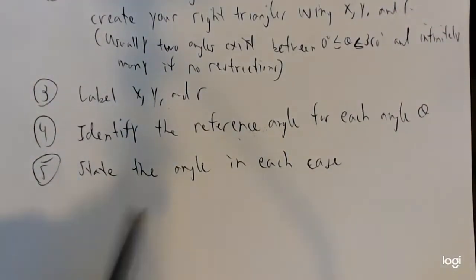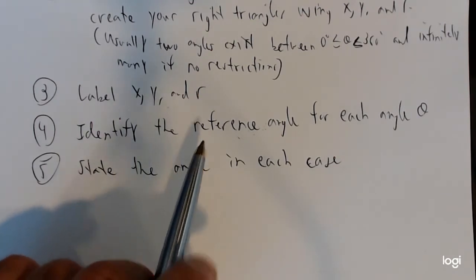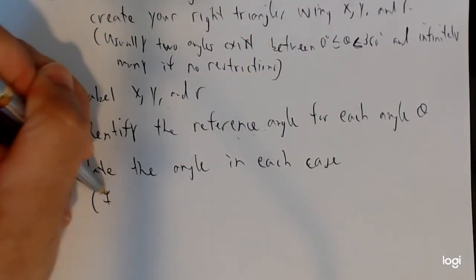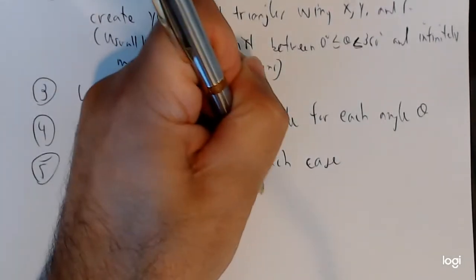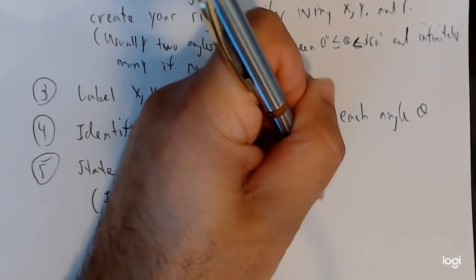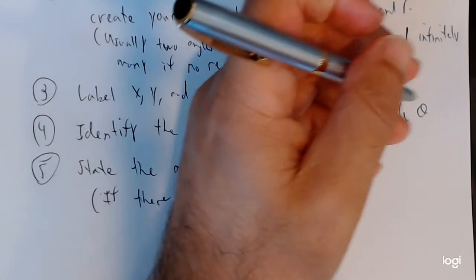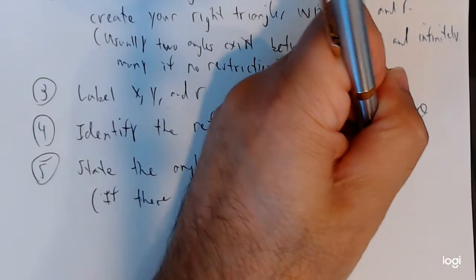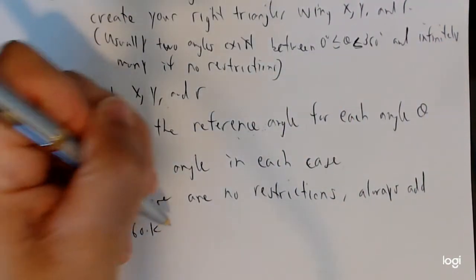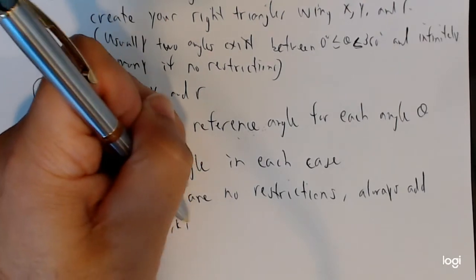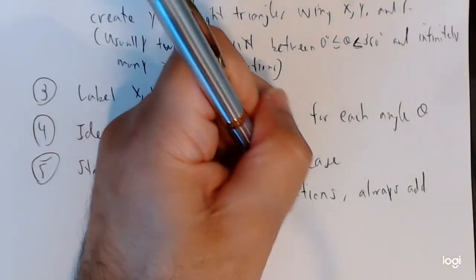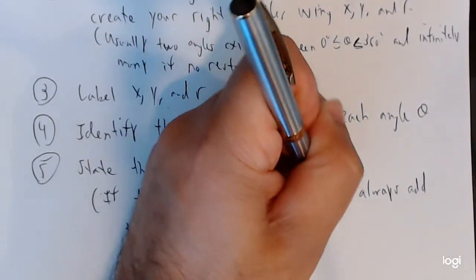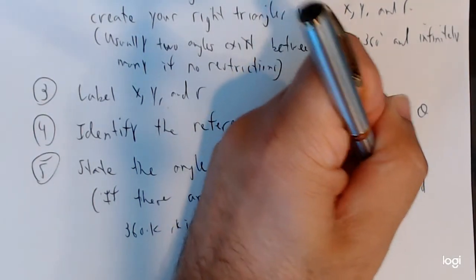So one other comment I want to make is when you state your angle, we need to make sure that, if there are no restrictions, then always add 360 times k, where k is any integer, to list all solutions. Now, why am I adding the 360?